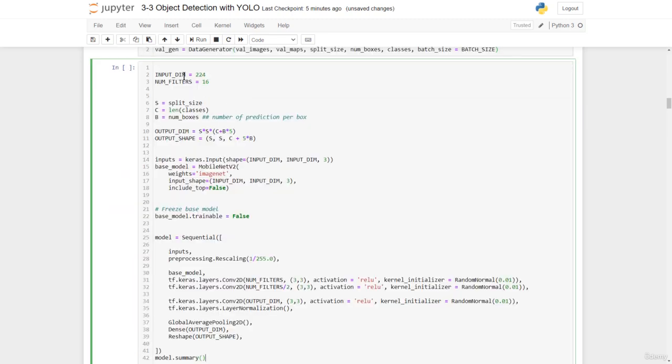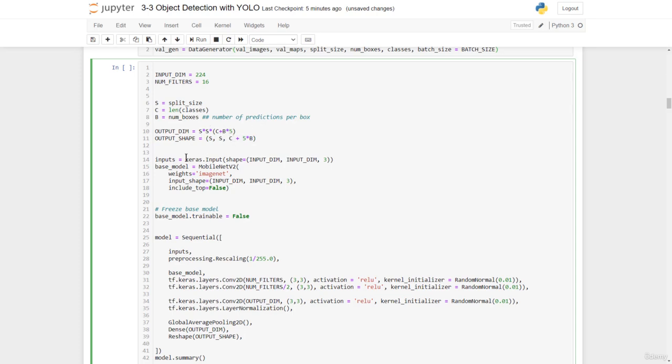Now let's go ahead and define our model for the task. Right here we have the input dimension, which we define as 224, the number of filters to be 16, we shall see it shortly, the split size S, which we know already, and the number of classes we are dealing with. We have the number of predictions per box, which is 1. The output dimension, which is S by S, 7 by 7 by 27. The output shape, 7 by 7 by 27. Now this is 7 times 7 times 27 actually.